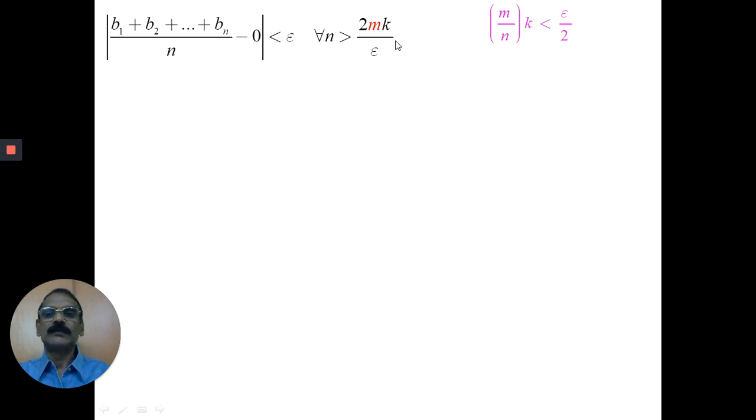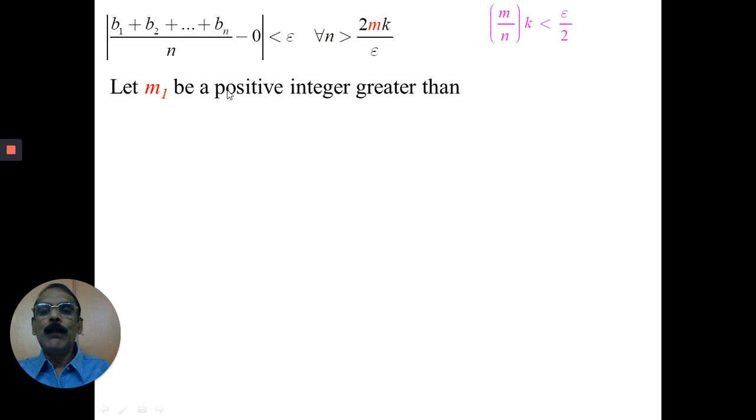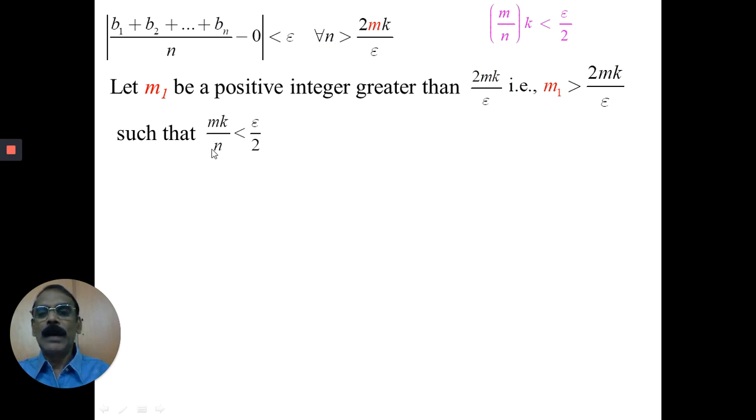Now, let m1 be a positive integer greater than this value. What is that? 2mk by epsilon, because we want to eliminate epsilon here. To eliminate epsilon, we choose m1. m1 is greater than 2mk by epsilon, so that mk by n is less than epsilon by 2, and n is greater than this value. That is, n is greater than 2mk by epsilon. But what is m1? m1 is greater than 2mk by epsilon. By the choice of m1, now n is greater than or equal to m1.